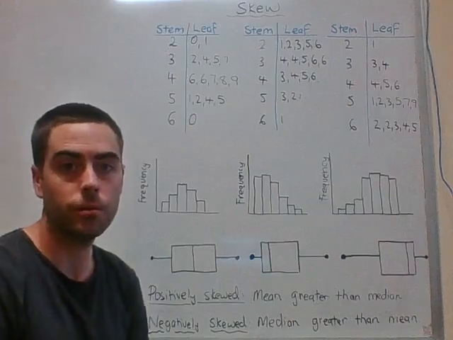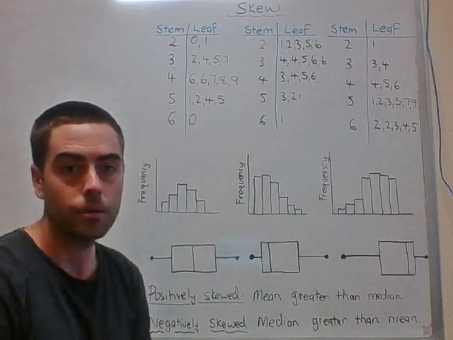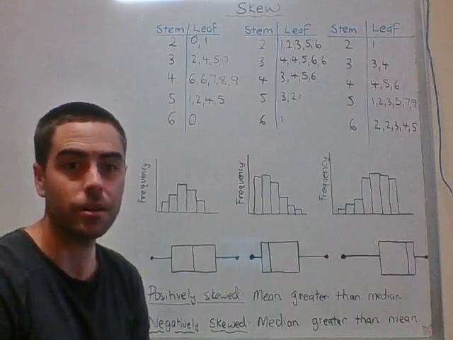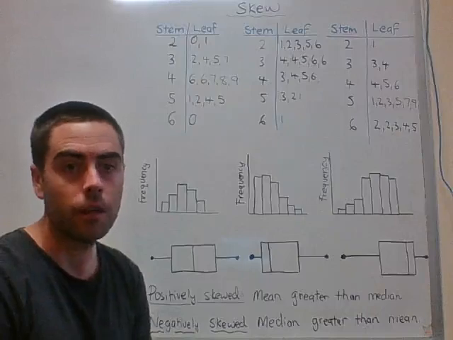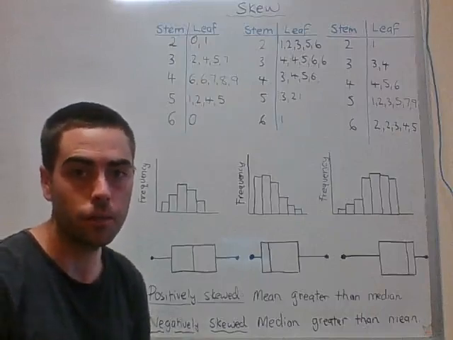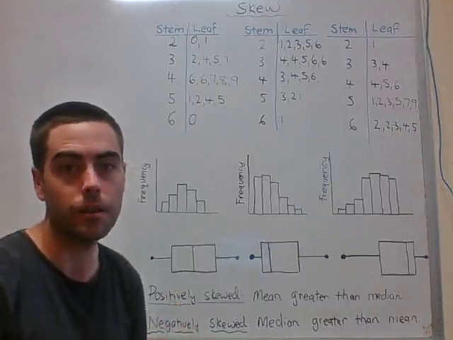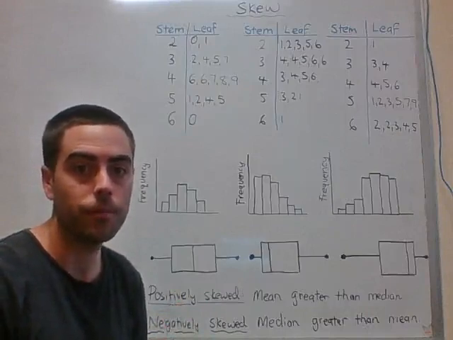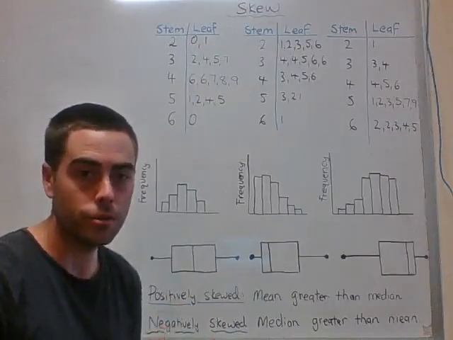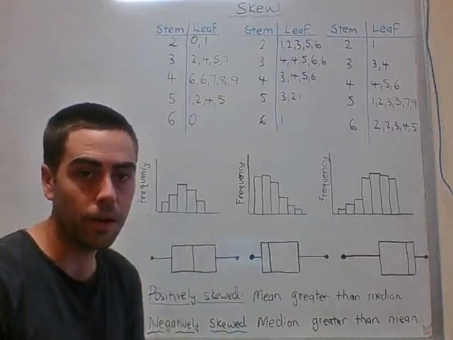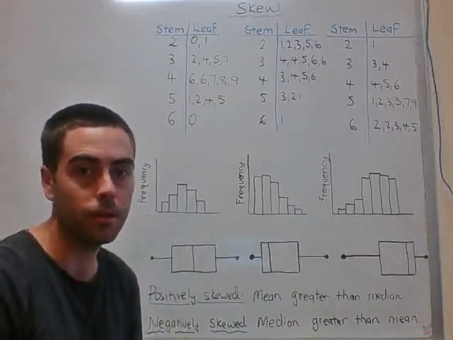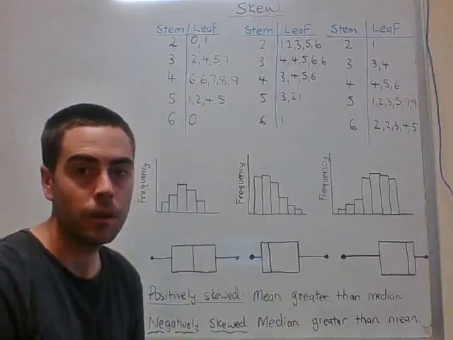Alright, this one's going to be a short video, but in this video we're looking at skew. When we're talking about skew in further maths, there are three types of skew that are covered. One is symmetric, one is positively skewed, and the other is negatively skewed. You can view skew in a number of different ways, so I've got three examples up here on the board: a stem and leaf plot, a histogram, and a box plot.